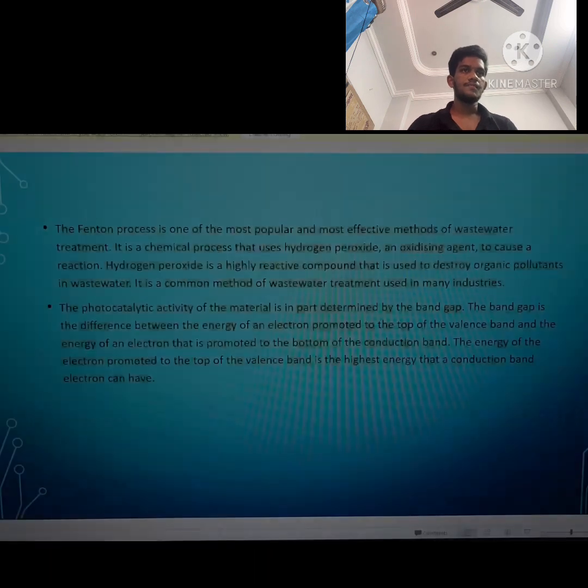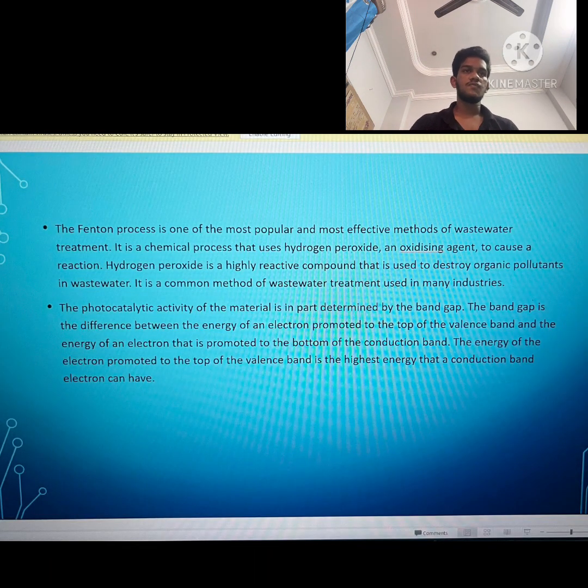Next, the Fenton process is one of the most popular and most effective methods of water wash treatment. It is a chemical process that uses hydrogen peroxide as an oxidizing agent to cause a reaction. Hydrogen peroxide is a highly reactive compound that is used to destroy organic pollutants in water wash. It is a common method of wastewater treatment used in many industries.